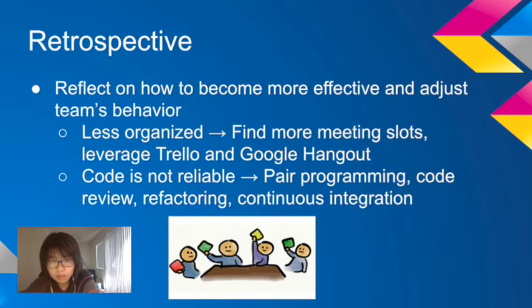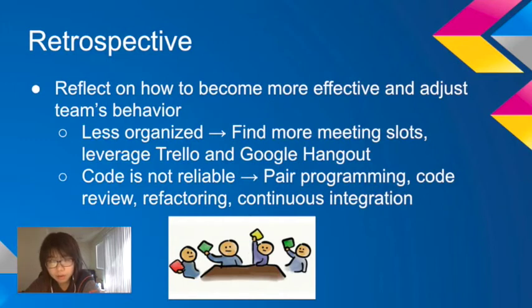At the end of each iteration, we had a retrospective meeting, during which we discussed what was going well and what was not so good. This really helped a lot. We found our problems and then solved them. For example, our team lacked organization at the beginning, so we found more meeting slots to work together, used Trello to track everybody's work, and discussed in Google Hangout if we could not meet face-to-face.